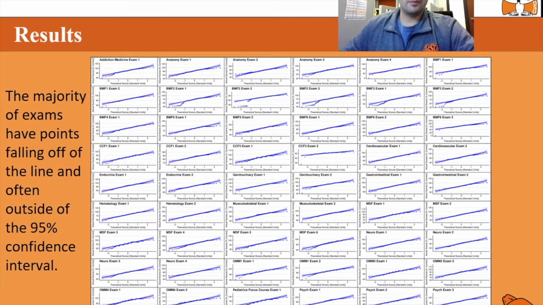So here are our results. The QQ plots, again, generate a theoretically normal distribution, which is displayed as a straight line surrounded by a shaded area, which represents a 95% confidence interval. The points on the graph represent actual student scores on any given exam. The granularity here isn't great, but you can make out that most exams had points falling off of the theoretical normal line and often outside of the 95% confidence intervals, indicating statistically significant deviations from normality.